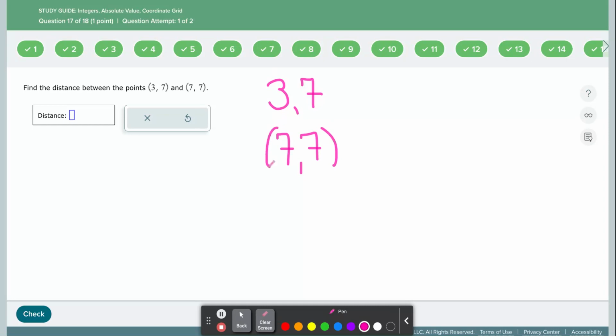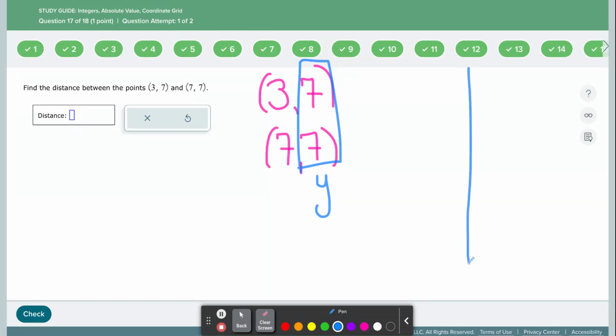These are your ordered pairs, right? So the first thing I'm going to say is, how can you even tell just by looking at the numbers that this is going to make a straight line where you can tell how long it is? Your y, your second number, matches, right? They're both 7. So that lets you know it's going to end up making a straight line, okay? Without even having to graph anything, you should know that.